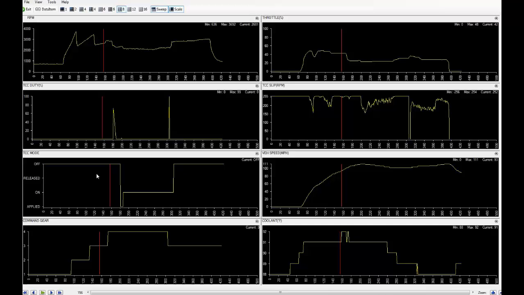TCC mode here, like I was explaining off. This is the applied phase, and then this is the full on phase. The tricky part is that because the names here are wider than the numbers, the cursor, this is my cursor, indicates everywhere at the same time, but as you can see they're not in line. This one is there, this one is there. Those are all in line, so you have to be careful with that. Then here is the commanded gear. That's pretty self-explanatory. 1, 2, 3, 4.